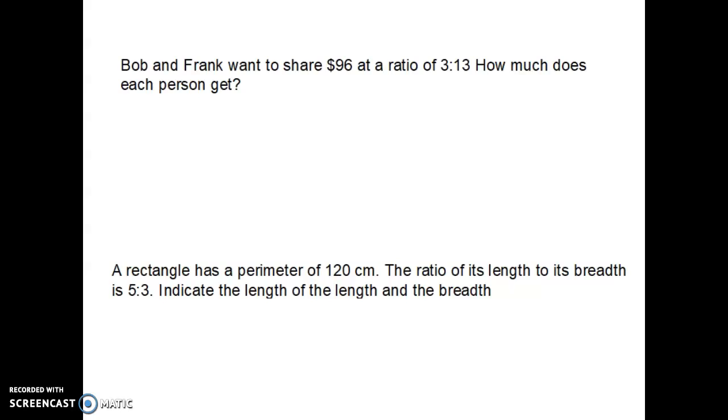But anyway, the way it's solved is whole over parts. So let's do the $96 here. And then the whole, well, we've got 13 plus 3 parts, so we've got 16 parts. And now it's just easy. We'll figure out Bob first.